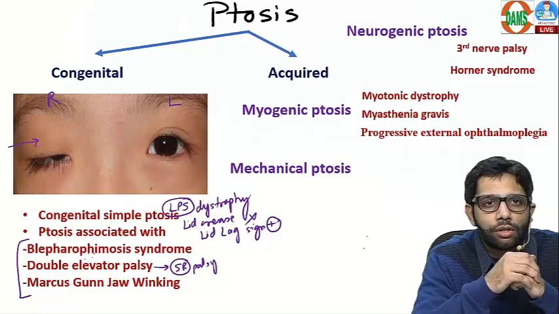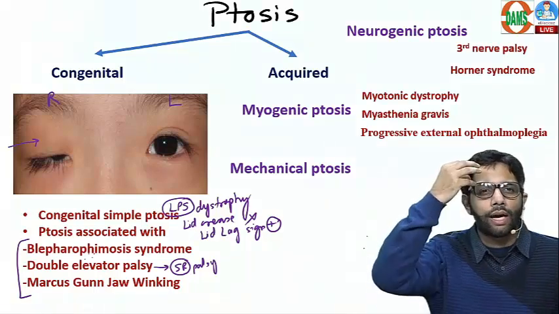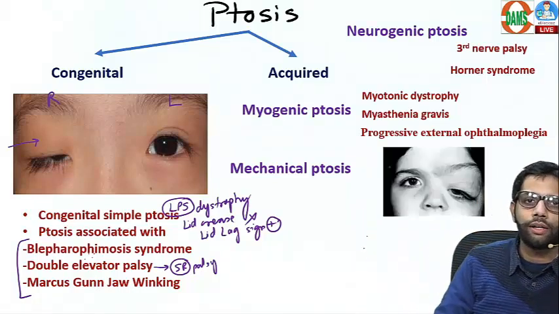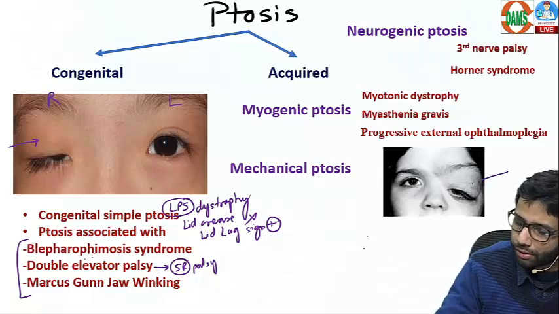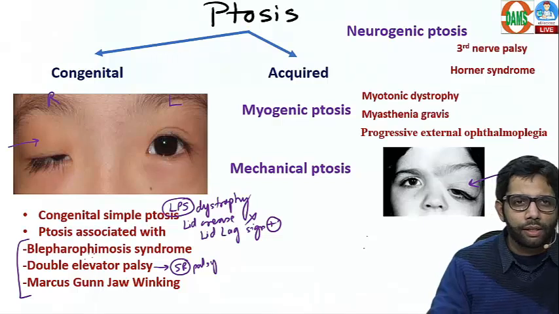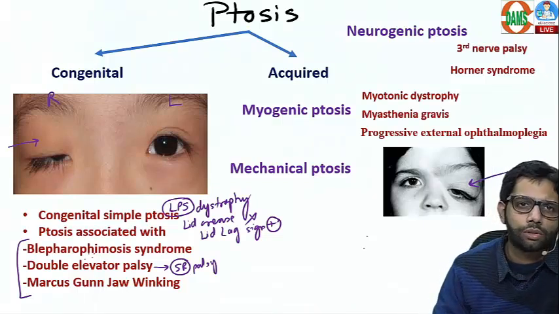Or a mechanical cause. An eyelid tumor or eyelid edema will mechanically push the eyelid down. If you can see over here, the left eye of the patient, there is some tumor. This is a plexiform neurofibroma. It's a tumor of the eyelid. It pushes the eyelid down: mechanical ptosis.